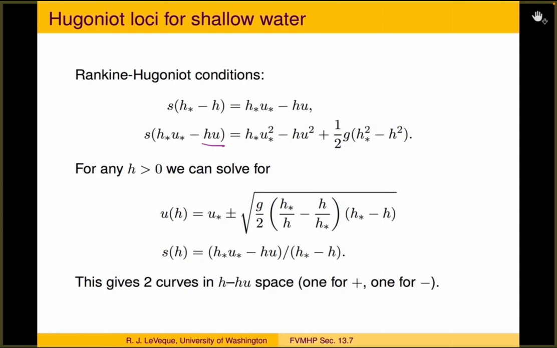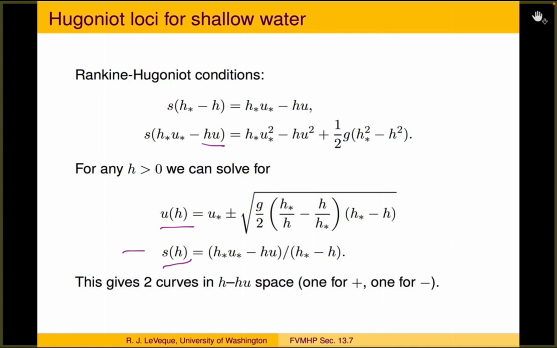and we can solve these equations for U as a function of H and S as a function of H. If you just manipulate these, and since they're two equations but three unknowns, we can write solutions U as a function of the parameter H, and we can parameterize S in terms of the parameter H.